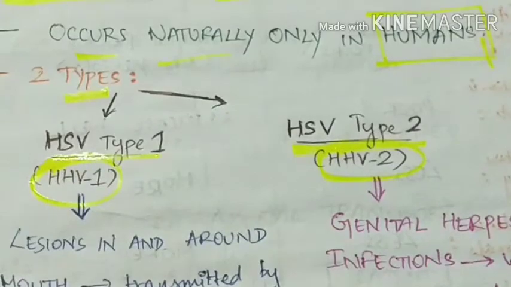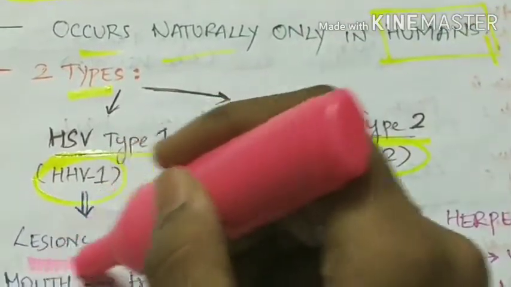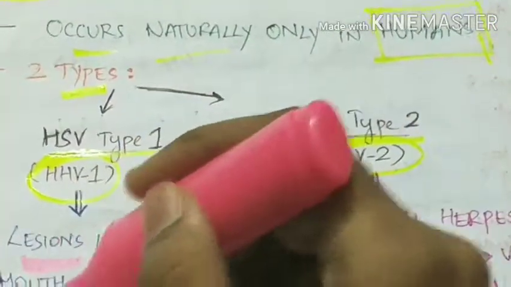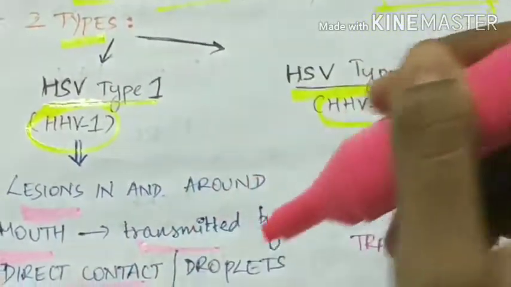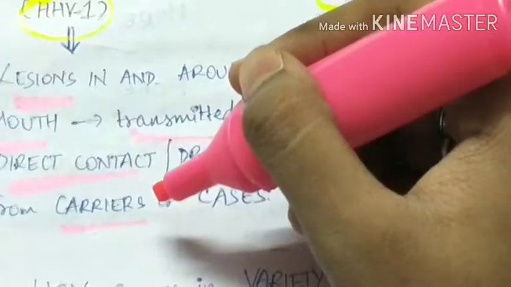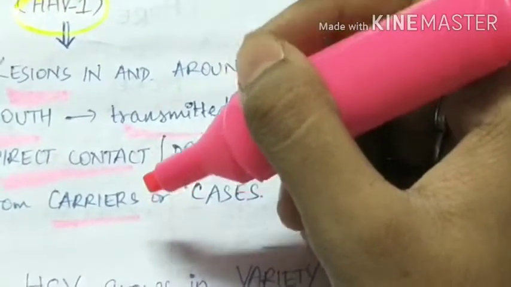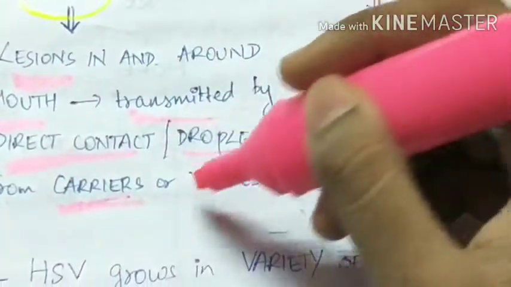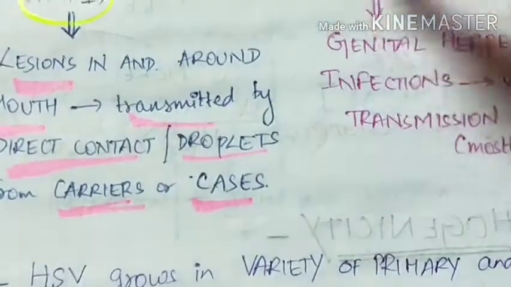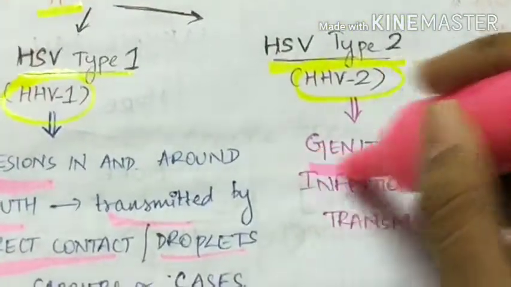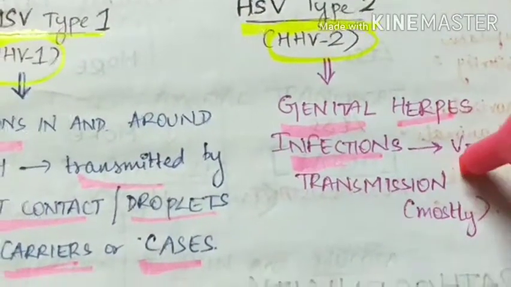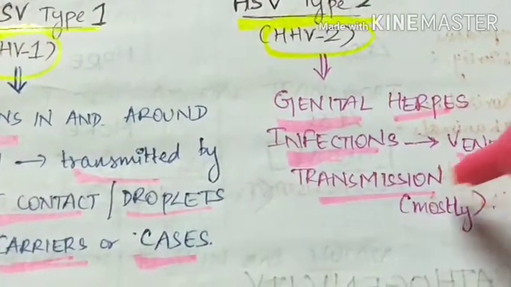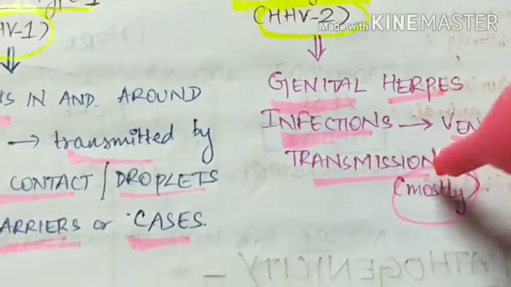HSV type 1 produces lesions in and around the mouth, and this is transmitted by direct contact or droplets from carriers or active cases. HSV2 causes genital herpes, and the infections occur through venereal transmission, that is, sexual transmission mostly.